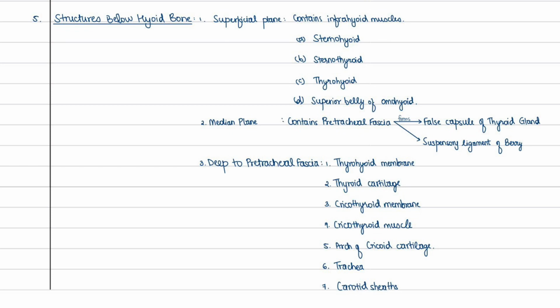So I have enlisted them in a way that will be easy for you to remember. So we can go over this list once more. Thyrohyoid membrane, thyroid cartilage, it's one after the other, right? Then the cricos start. So cricothyroid membrane, cricothyroid muscle, and arch of cricoid cartilage. So 3 points related to cricoid. Then we have the trachea and the carotid sheath. Easy to remember.